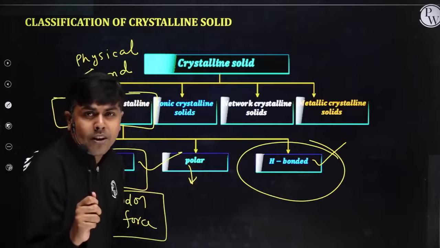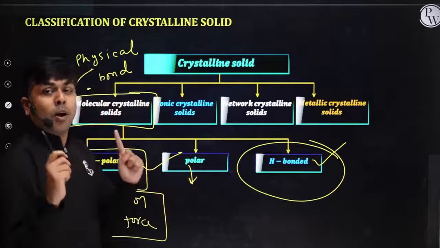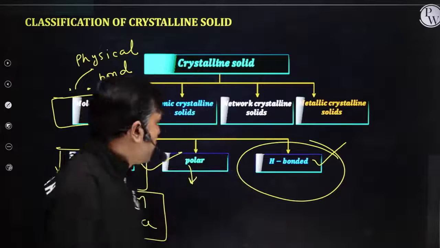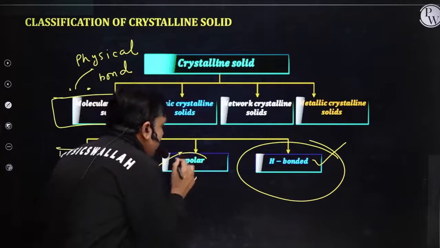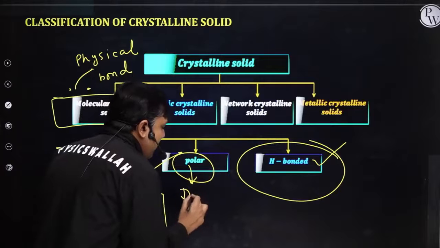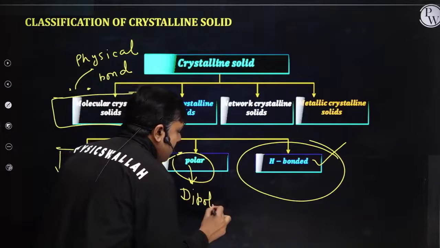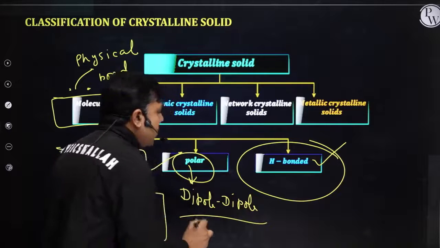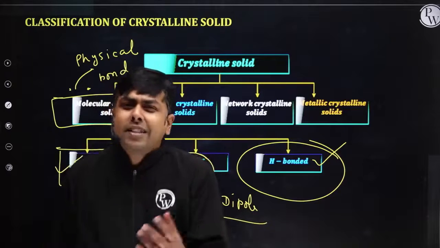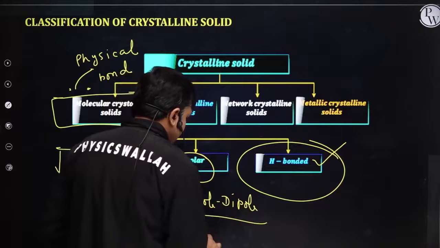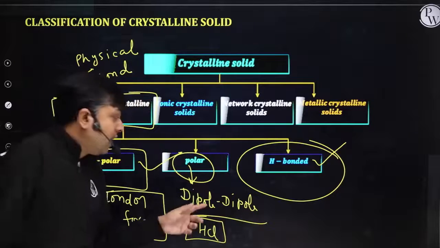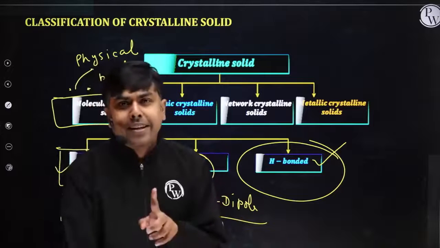Next one, polar molecular solids. Van der Waals force of attraction. Now here the molecules are polar, right? They are having a certain dipole moment. So here the physical force of attraction which is operating is dipole-dipole. Can you tell me one example of this polar molecular solid? HCl. It's polar in nature, right? HCl in the solid form, it's a polar molecular solid.